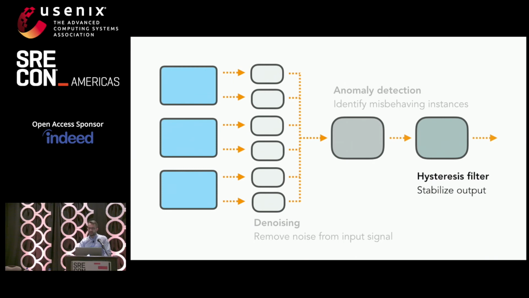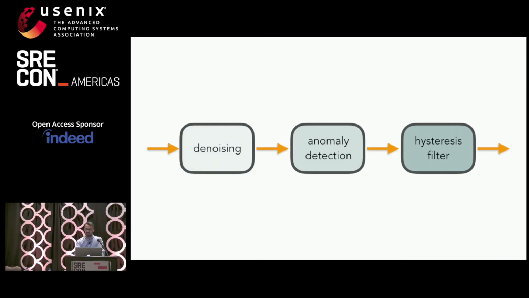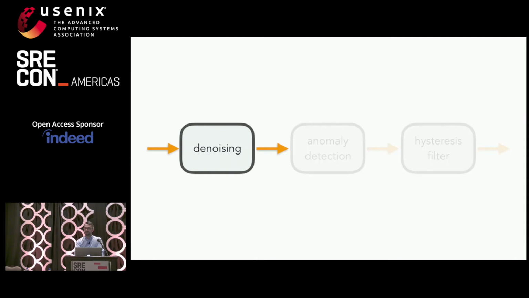Now, for the sake of clarity, I only show one single instance of the anomaly detection and the hysteresis filter, but in practice, we need to have one instance per host in our infrastructure. So in summary, we have three stages: denoising, anomaly detection, and hysteresis filter. I will go through each of these stages and how we can implement a system that addresses the objective of these stages, starting with the first one, which is the denoising stage.